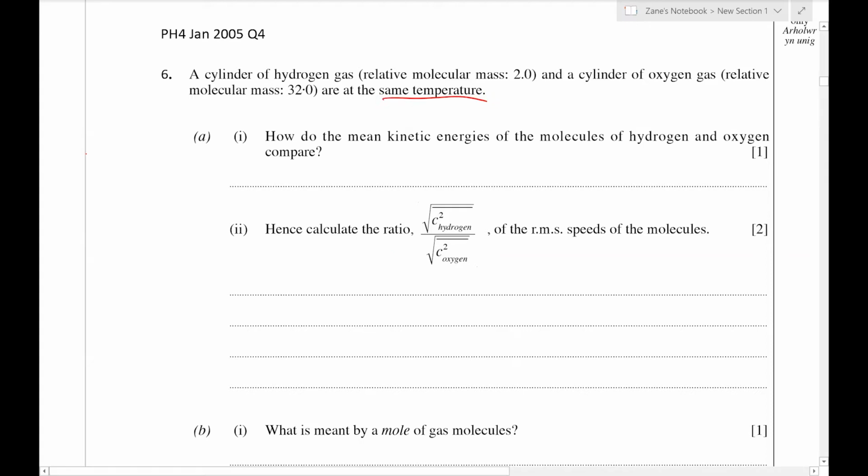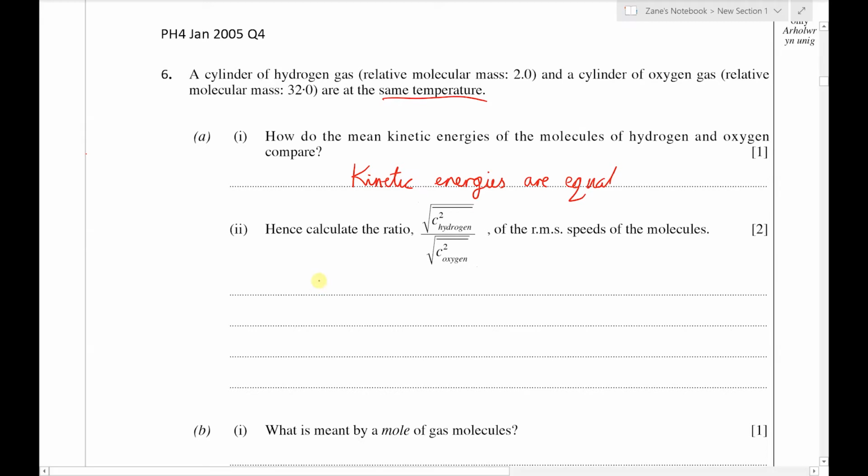How do the mean kinetic energies of the molecules compare? Well, a fact that we need to learn is that the kinetic energy of a molecule is directly proportional to the temperature. And because these are at the same temperature, it means that their kinetic energies are equal. Hence, we've got to calculate the ratio of the root mean square speed of the hydrogen molecules compared to the root mean square speed of the oxygen molecules.